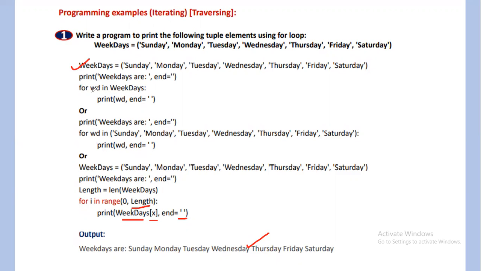I'll simply say for weekday in weekdays. It will simply pick one element at a time, starting with the 0th index, that's the default one. So one element at a time is going to be retrieved and displayed. Either you make use of this way or this way, ultimately it's simply going to display the same information.